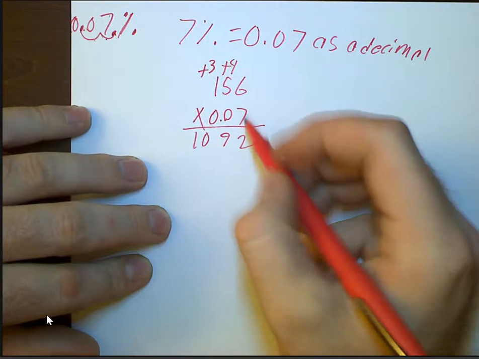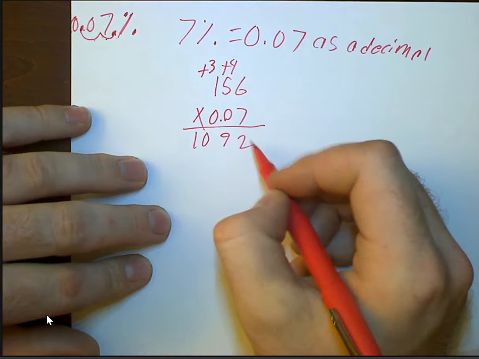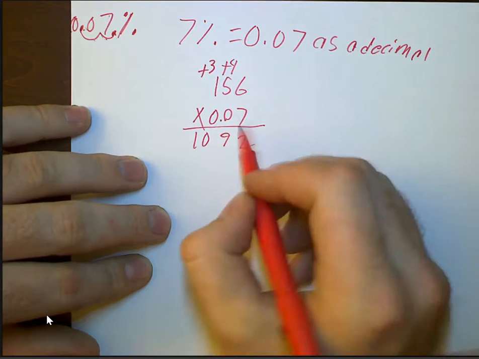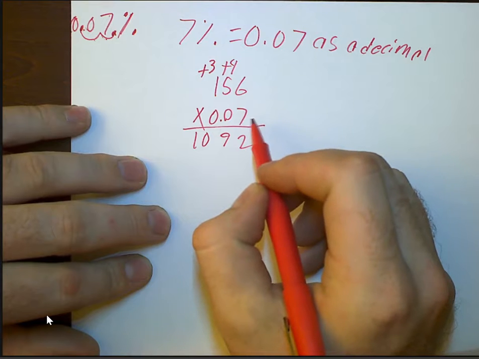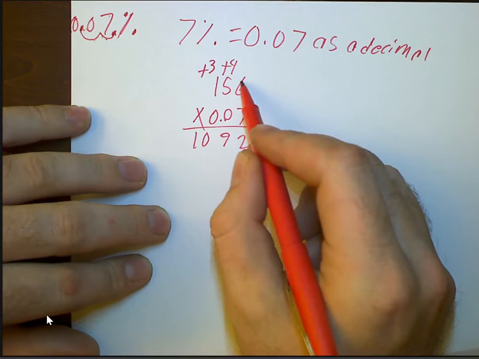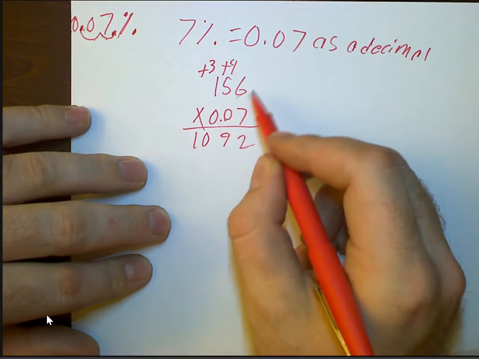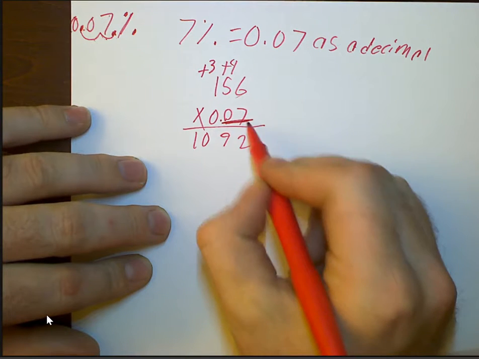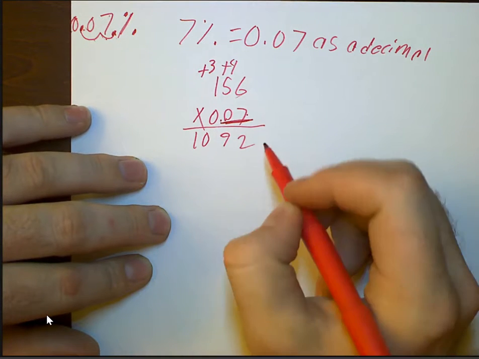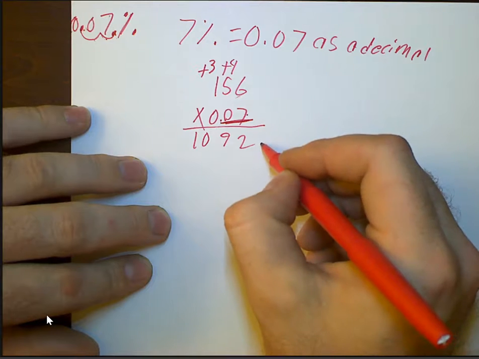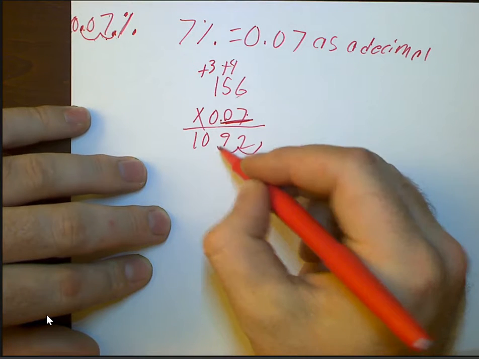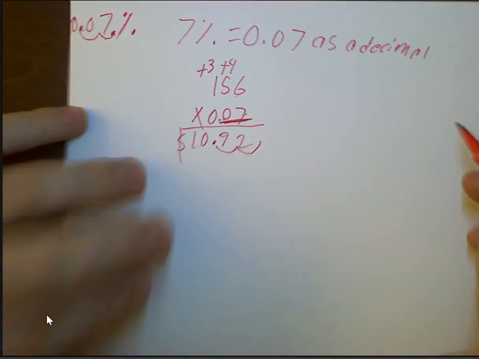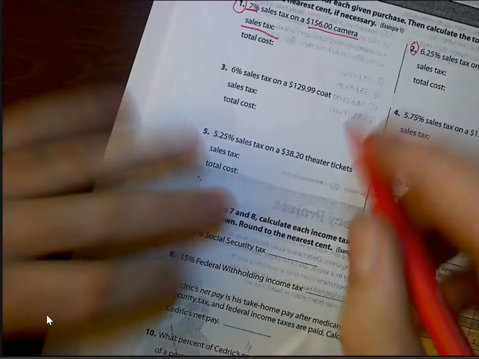Now remember, whenever you multiply by decimals, you have to go back in and add a decimal to your answer. How do you do that? Well, you need to add up all the decimal places that you have in the numbers that you multiplied. We have 156, which is a whole number. Right here we have 2. This 0 and this 7 is behind the decimal, so we have 2 decimal places. So we go 2 spaces to the left. 1, 2. So the sales tax is $10.92. So that's what you write right here.